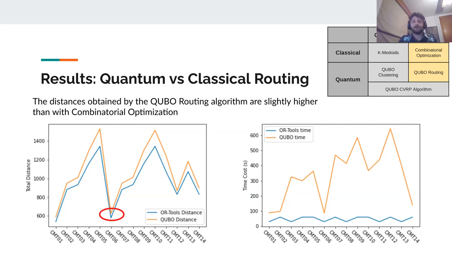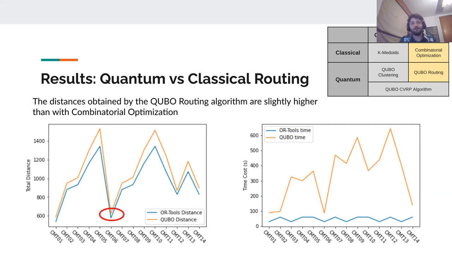In this case, both algorithms perform an exhaustive search of the solution space. And though the combinatorial optimization obtained better results, with enough tuning of the hyperparameters used by the QUBO routing algorithm, the results could be improved to be, at the very least, on par with the combinatorial optimization algorithm. But for these experiments, the hyperparameters were not tuned exhaustively. We performed the grid search over a very limited range of values for those hyperparameters. And yet, the QUBO routing algorithm performs only slightly worse than the combinatorial optimization, except in specific cases, such as with CMT10, where the results are much worse.